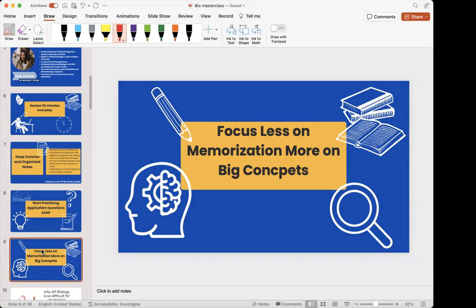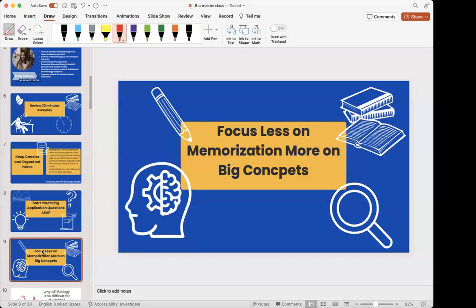They don't care that it started off as a 6 carbon, then it broke down into 2, 3 carbons, and then added a phosphate. Those you don't have to memorize. What I usually say is remember what's coming in, what's coming out, and the overall purpose of the cycle. So that helps a lot with cutting down the memorization.